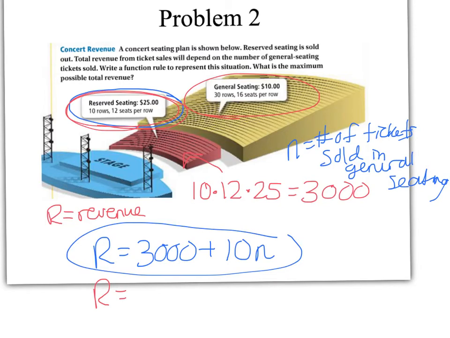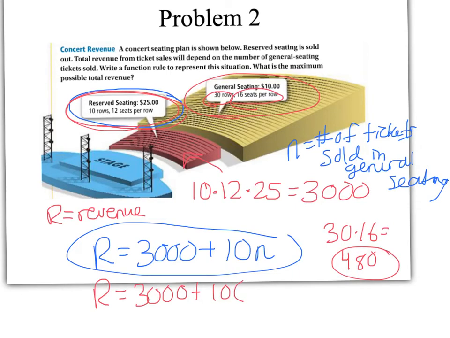Well, there's 30 rows, and there's 16 seats per row. So 30 times 16 equals 480. Okay, so if we sell out in general seating, we would sell 480 tickets. So that would be 3,000 plus $10 for each ticket times 480, and that is a total of 7,800. So if they sell out the whole stadium, the maximum possible revenue they would make would be $7,800.